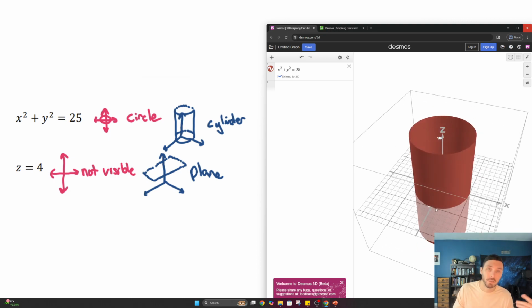So that's how we get what are called cylinders. This is specifically a circular cylinder. There are different types of cylinders in this course that we'll get to later. But that's what we're looking at for the first one.